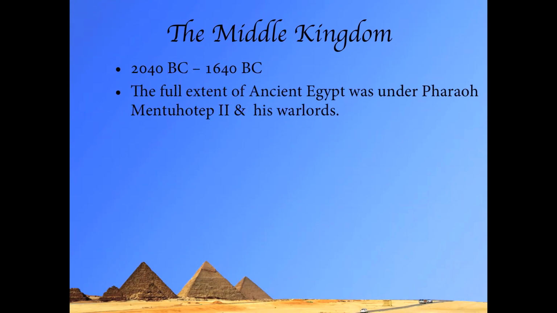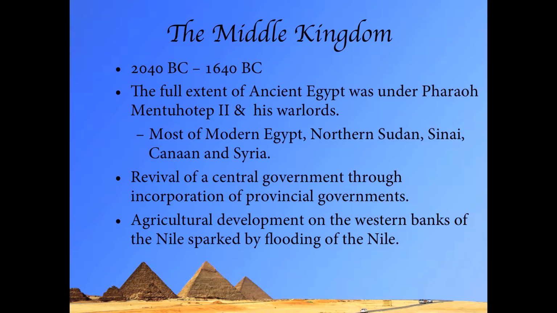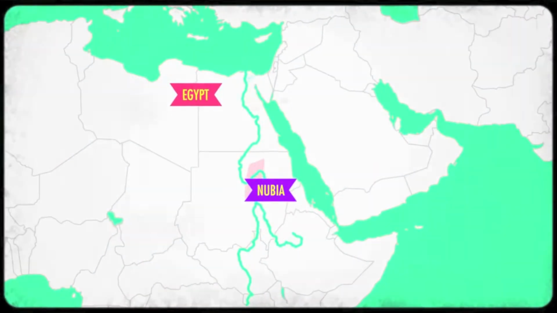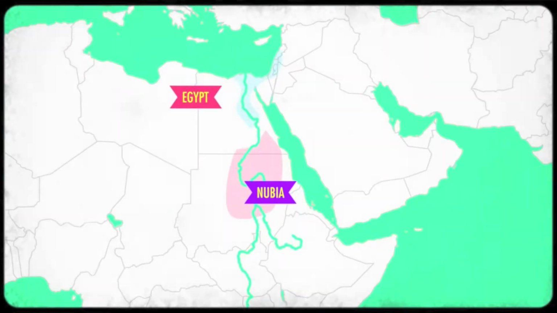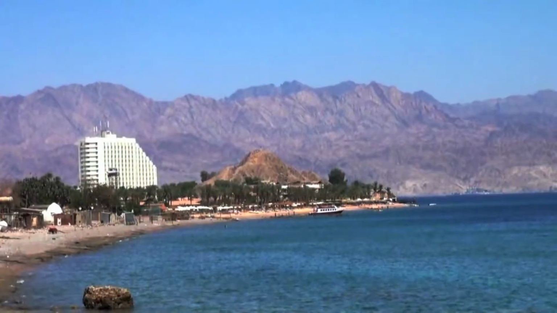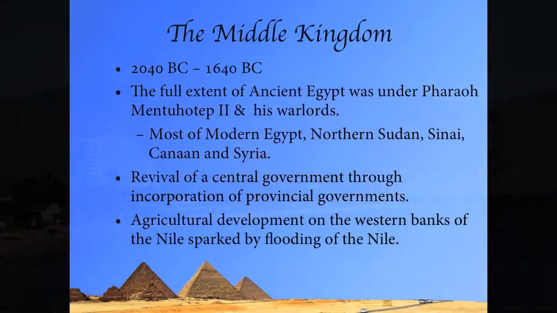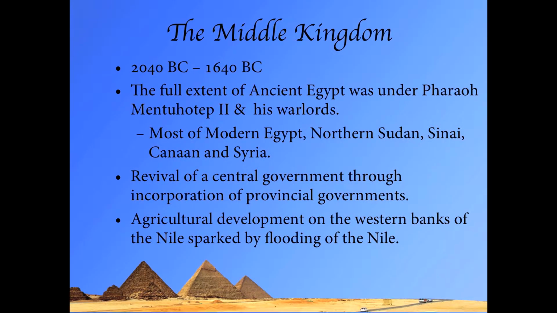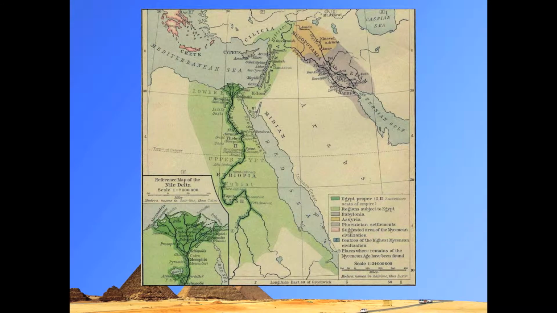The Middle Kingdom lasted 400 years and is known as the full extent of the Egyptian Empire. Under Pharaoh Mentuhotep II, ancient Egypt had conquered Canaan, half of modern Egypt, the Sinai region, Syria, and northern Sudan. The Middle Kingdom was marked by a particularly large flooding of the Nile and the revival of the central government as well as the incorporation of provincial governments. Here's a map of the Middle Kingdom in green.